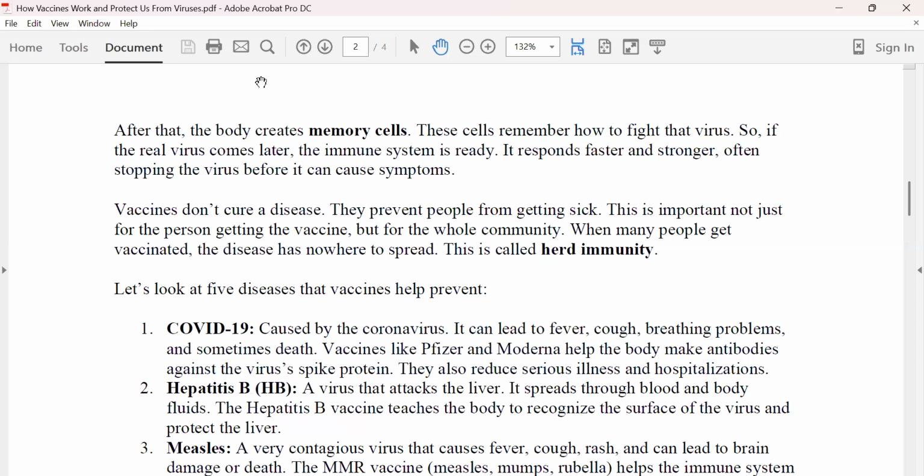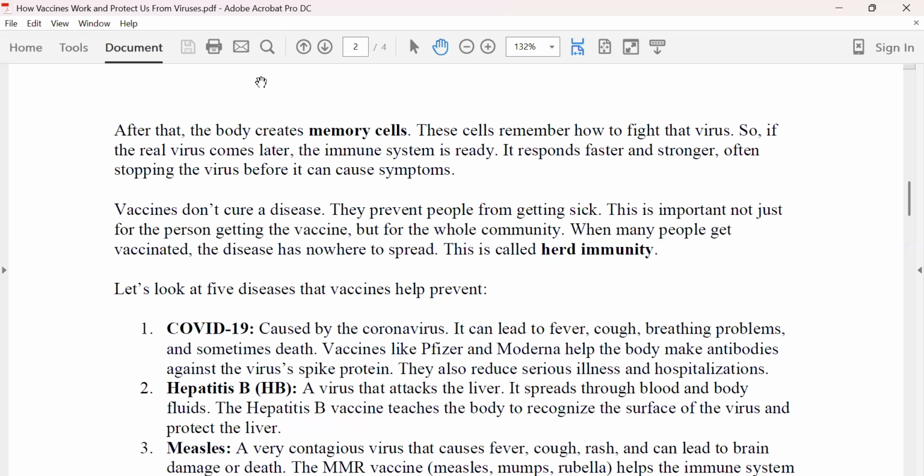After that, the body creates a memory cell. This cell remembers how to fight that virus. So if the real virus comes later, the immune system is ready. It responds faster and stronger, often stopping the virus before it can cause symptoms.